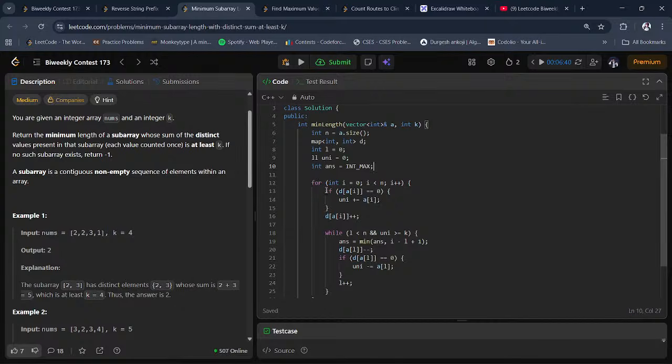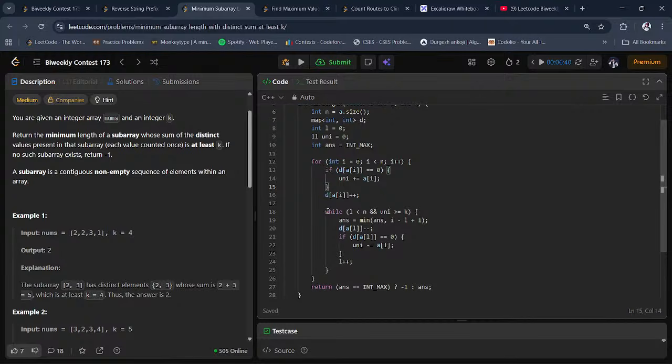The same logic I applied. If any element is not present in the frequency map, that means the frequency is 0, right? That means it is a unique element in the subarray R to L, I mean L to R. So we can increment the value of our unique variable, right? After that, I just incremented its value in the frequency map.